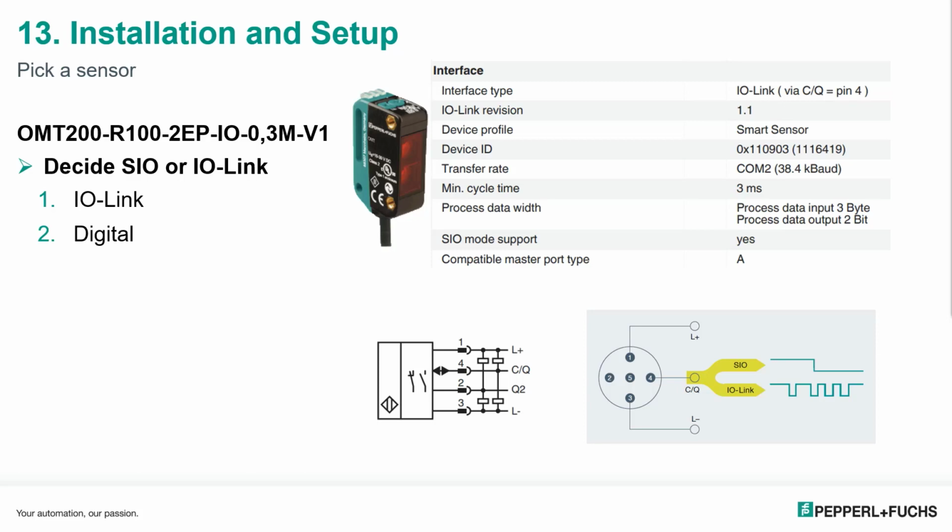If you look in the data sheet, it'll tell you how much data this one has available. So 3 bytes of input, 2 bits of output. This is a measurement sensor, so I'm really going to want to use IO-Link for this. Now, a lot of these sensors, in addition, also have an extra high-speed digital output, and this one is no different. So it's got IO-Link on pin 4 and a high-speed digital input on pin 2. So you kind of get the best of both worlds with some of these sensors. So I think we're good to go here.